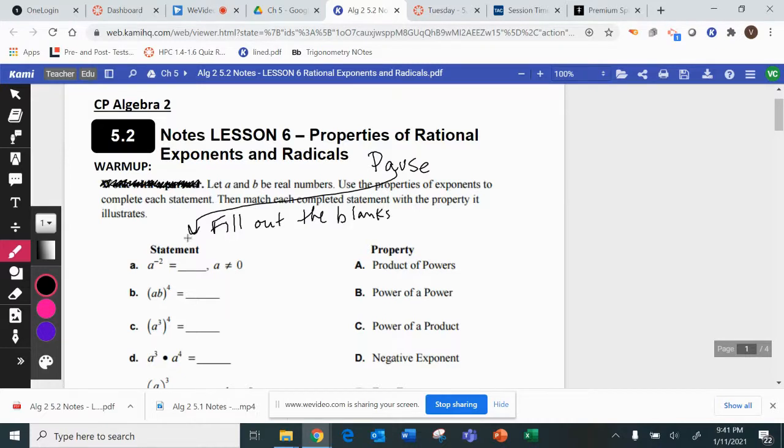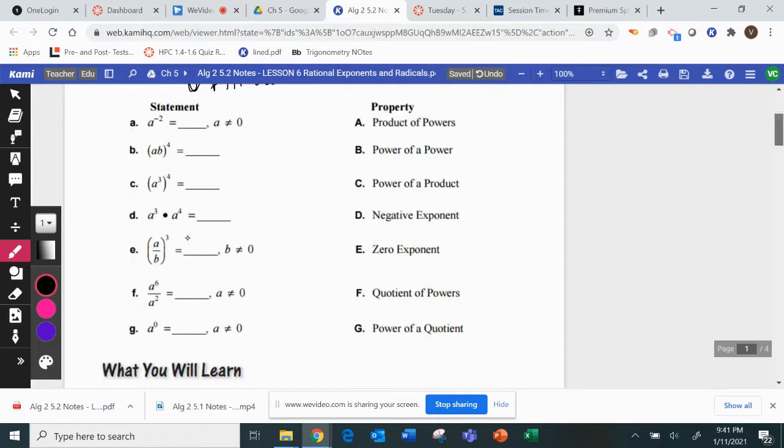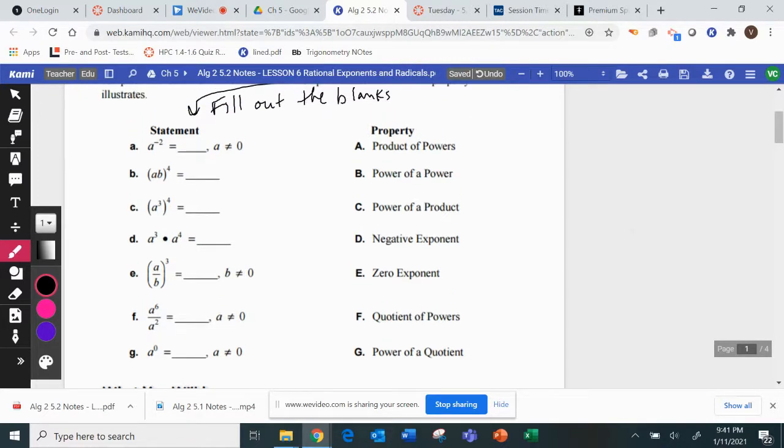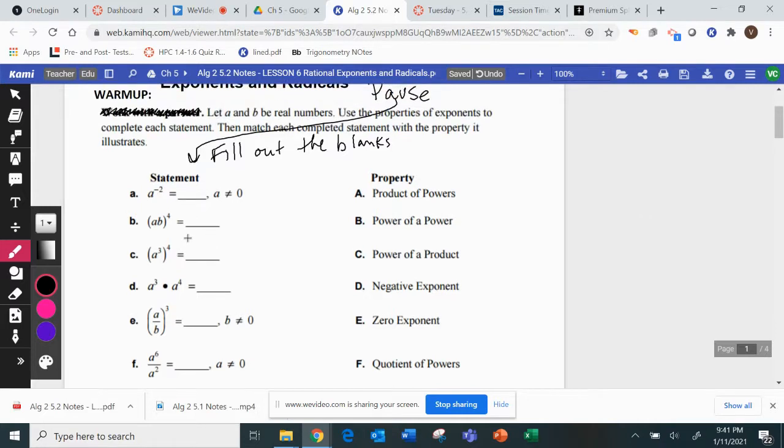And then you can try matching. Please don't draw all those lines. Just put maybe like an A or a C outside of here, or either way. Please don't draw the lines because you can't tell what's going on. But pause the video and take a moment to see if you can fill out the blanks correctly and guess the property. If you get it wrong, that's okay. You can just erase it and change it.